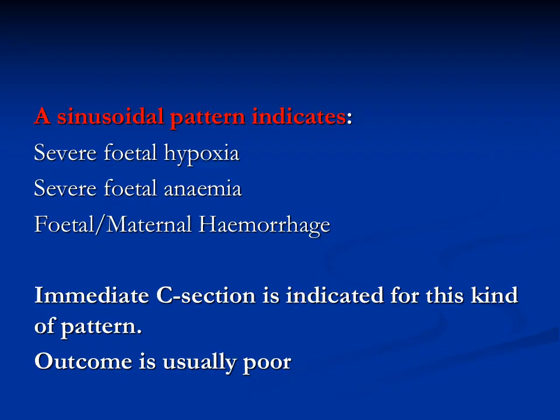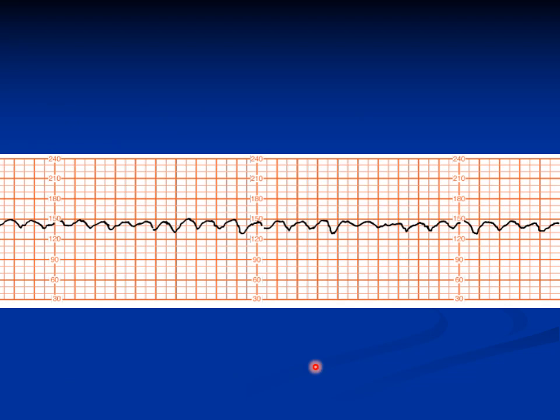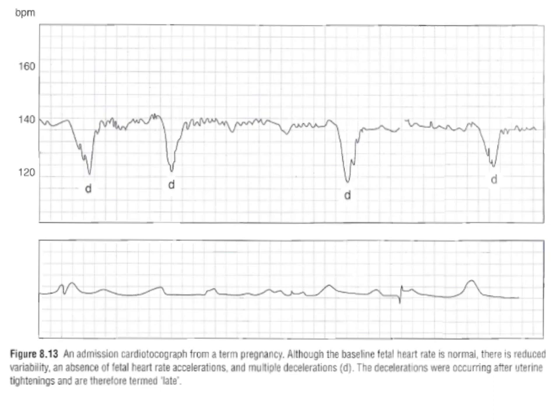A sinusoidal pattern indicates severe fetal hypoxia, severe fetal anemia, and fetomaternal hemorrhage, with immediate cesarean section for this pattern, and the prognosis is poor. You see it is just like a sine wave. Okay, this is a sinusoidal pattern. This is characteristic of severe fetal anemia, and the prognosis is poor.